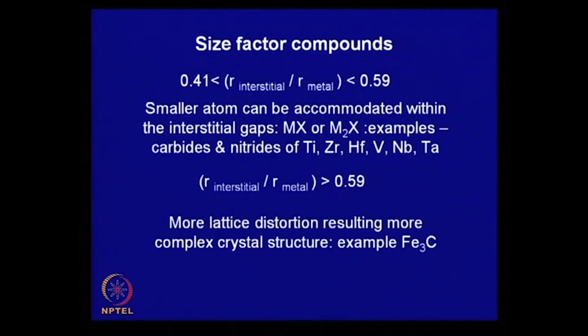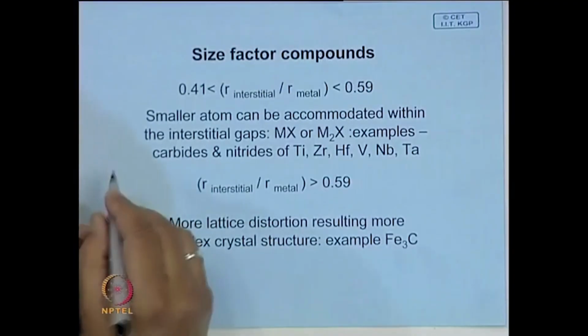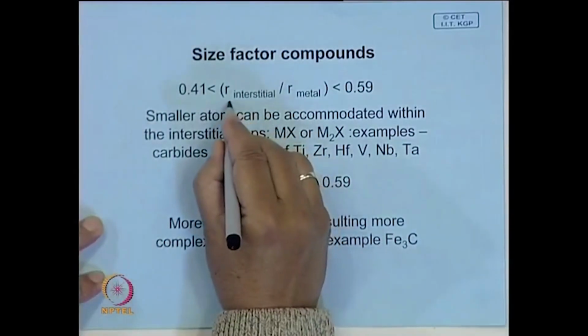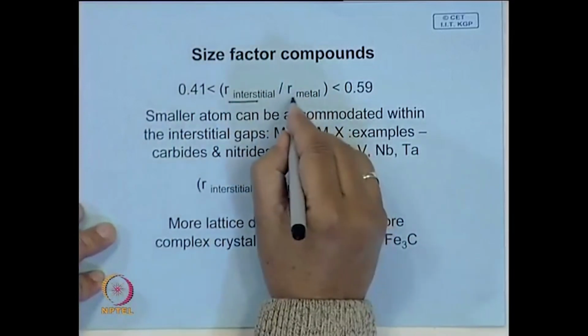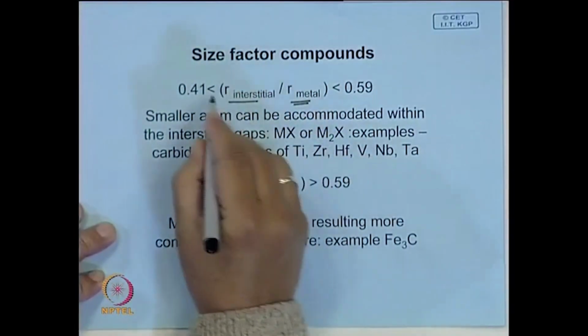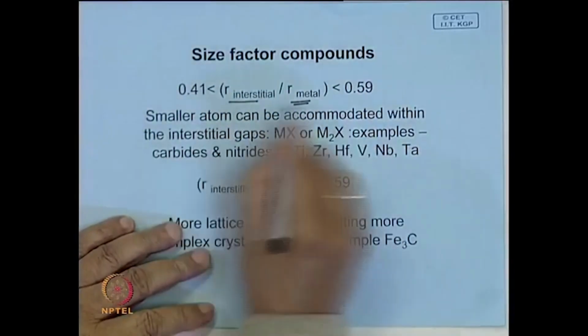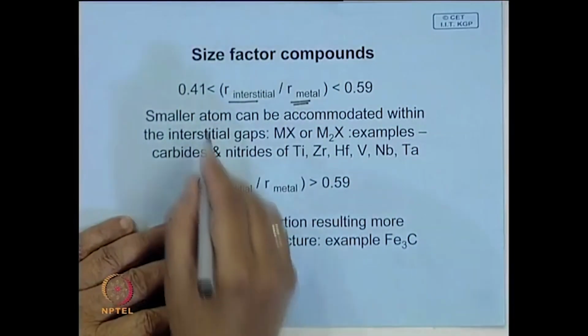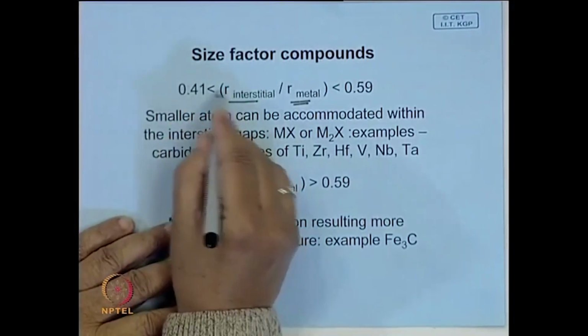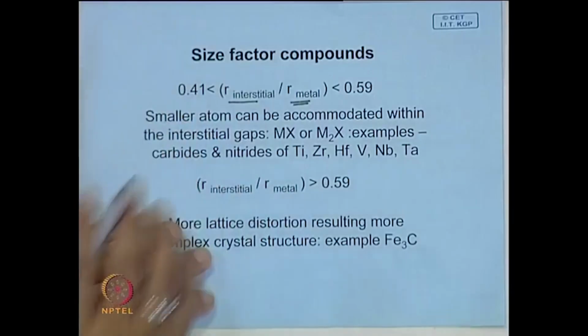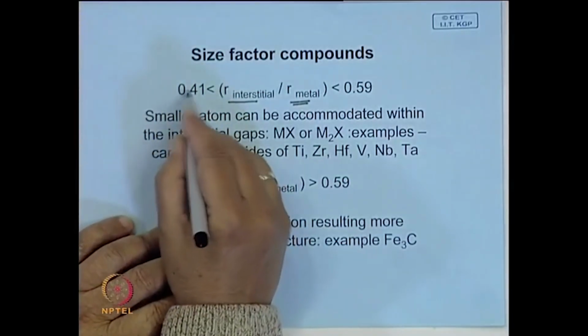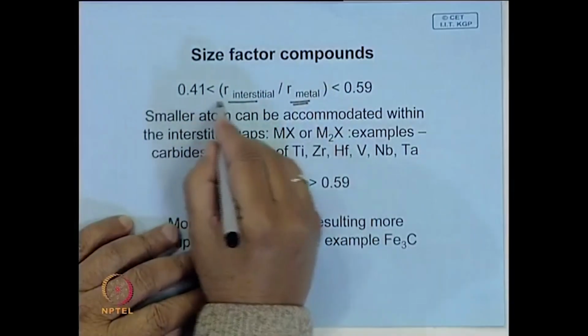Now, size factor compound formation is primarily guided by the atomic sizes, and what is important here is the ratio of the atomic radius of the interstitial atom to the radius of the metal atom. If this ratio is between 0.41 and this value, you have a tendency to form a compound. If the ratio is less than this, it is present as a solid solution, with the crystal structure of the parent metal.